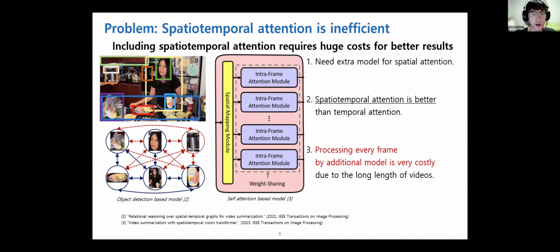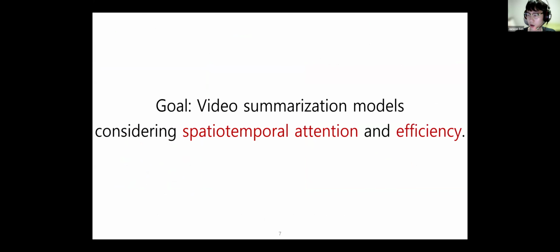They showed that spatial temporal attention performs better than temporal attention. However, processing every frame by an additional model is very costly due to the lengthy videos. So the goal of this paper is video summarization models considering spatial temporal attention and efficiency.